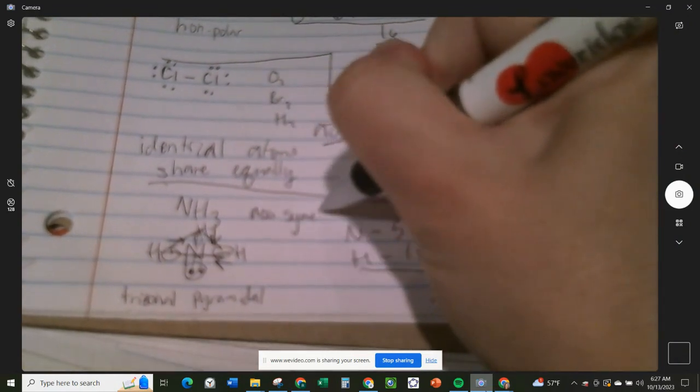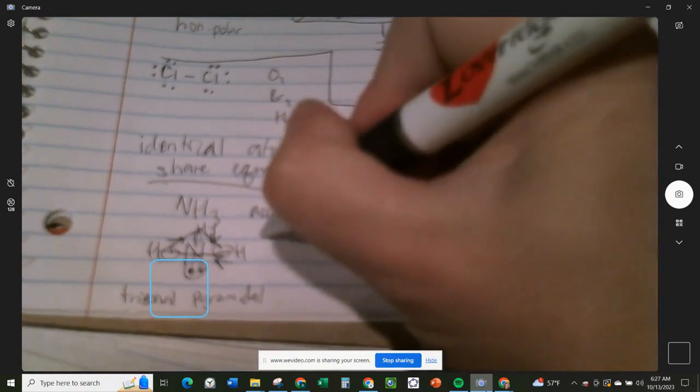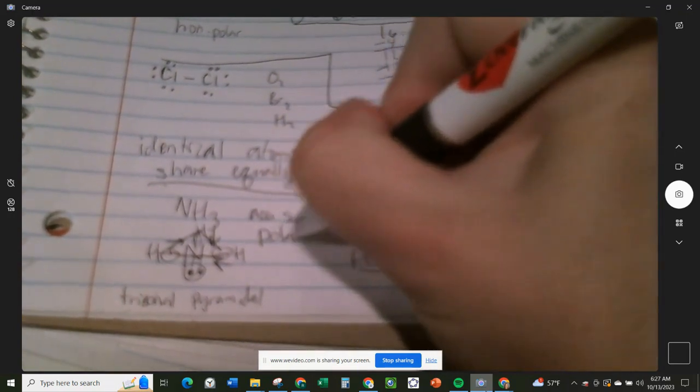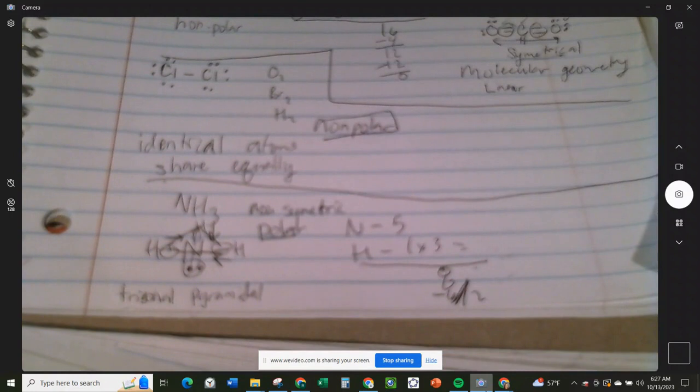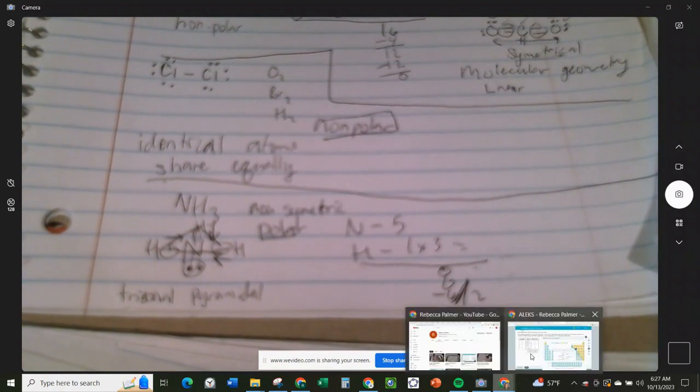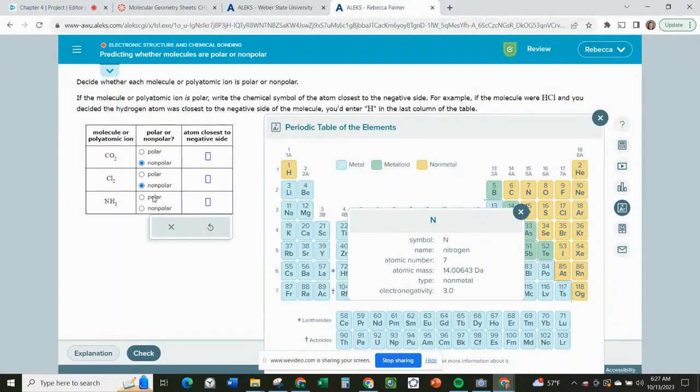So this is not symmetric. And so it's going to be polar. If it's non-symmetric, it's going to be polar. So we'll go in here. We'll choose polar. And our electrons are going to move towards our nitrogen.